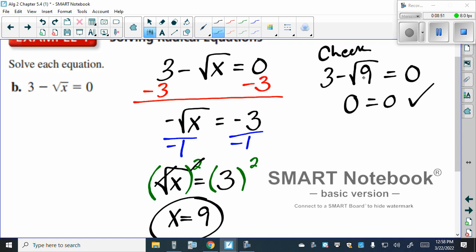Because square root of 9 is 3. 3 minus 3 is 0. Okay, it does work. And the big reason we're going to check, it won't be too much today, but we can't have a negative inside of a radical, inside of an even root. We can't take the even root of a negative number.